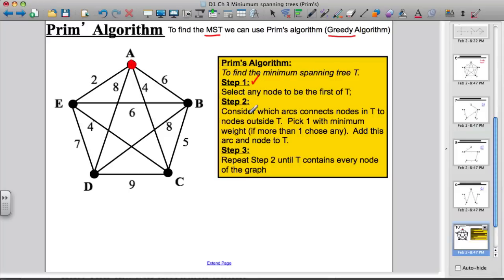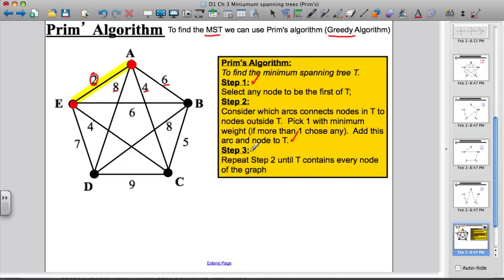Step 2 says, consider which arcs connect nodes in T to nodes outside T. What arcs connect nodes in T to those outside? Well, the only arcs connected to T, which is currently just node A, are the 2, the 8, the 4 and the 6. It says pick one with the minimum weight, and if there are more than one, choose any. Add this arc and node to your minimal spanning tree T. What's smallest out of 2, 8, 4 and 6? Well, 2 is, so I'm going to include this 2, and I'm going to include the node E now, and I'm also going to include the arc AE. So far that's what our minimal spanning tree looks like, and we've done the first round of step 2.